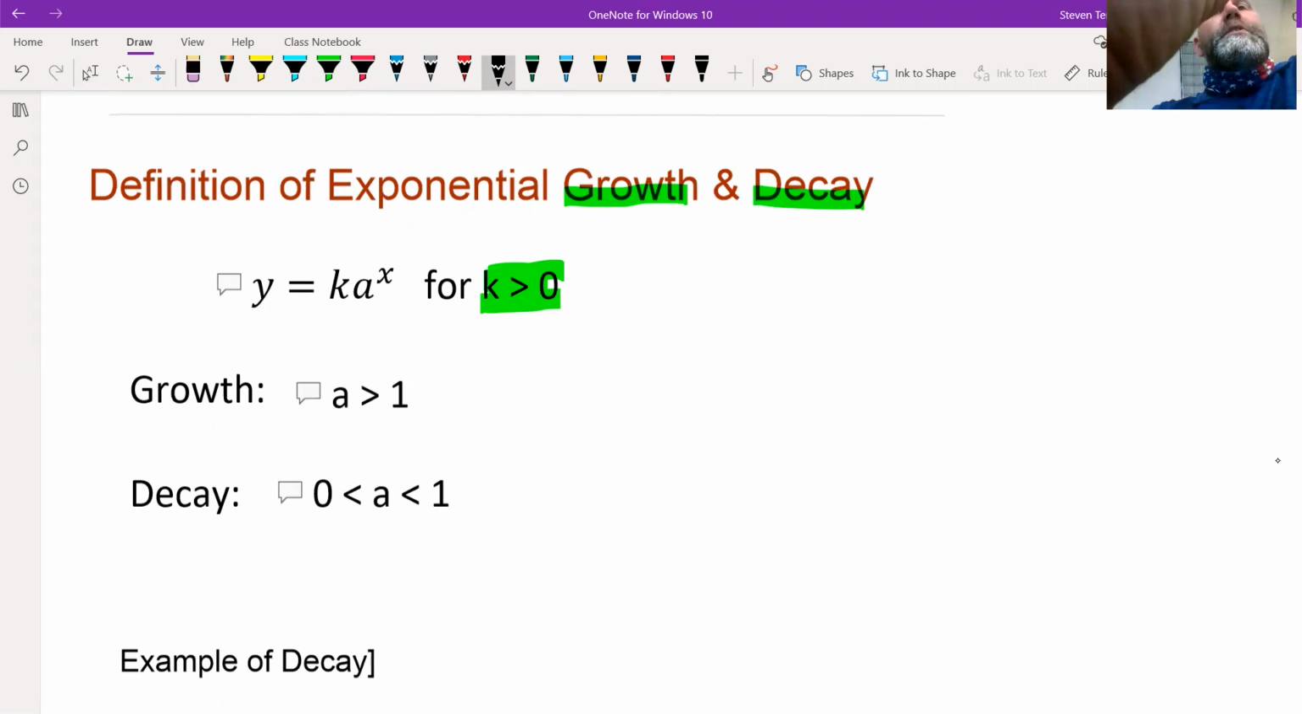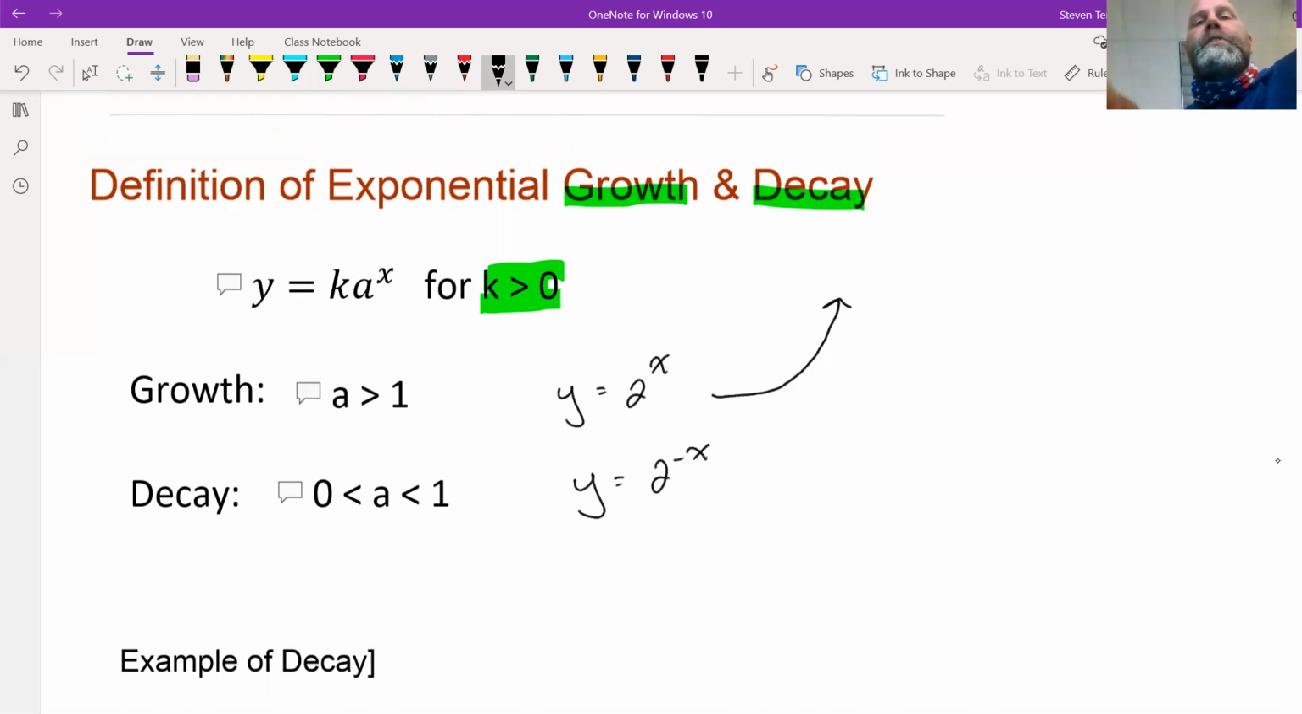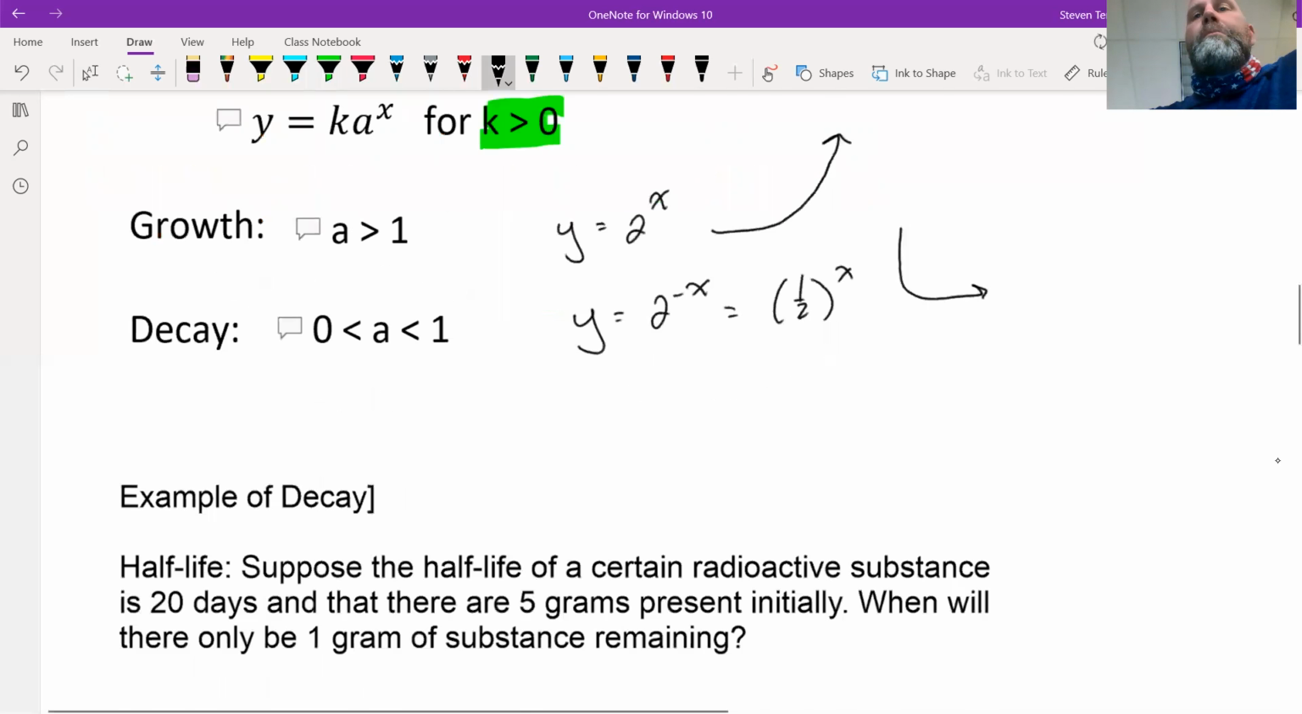The previous example, I believe it was 2 to the x. That's going to be a growth model, exponential growth. And then if I have A that's between 0 and 1, that would be something like this in our previous example, which is really a half to the x, and that would be a decay type model. It looks like this. There we go. All right, so a couple of examples.